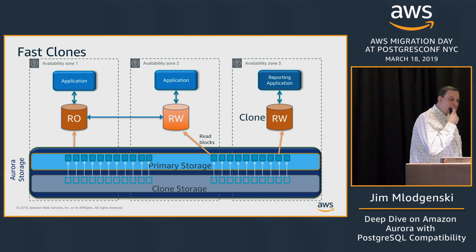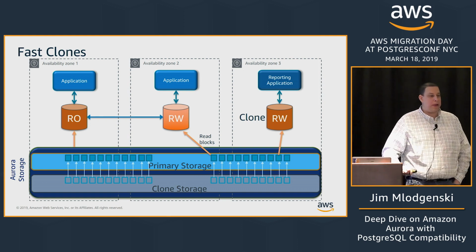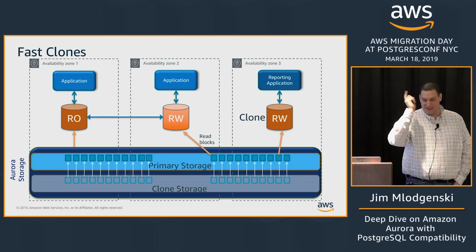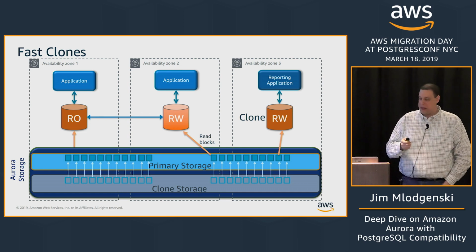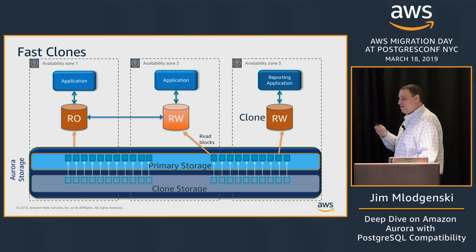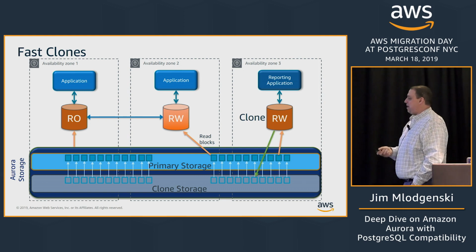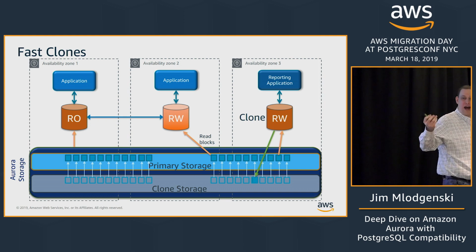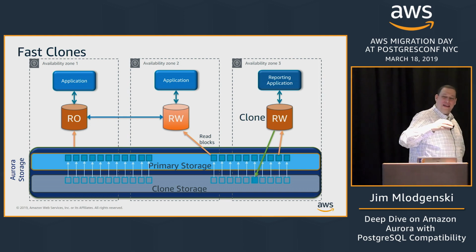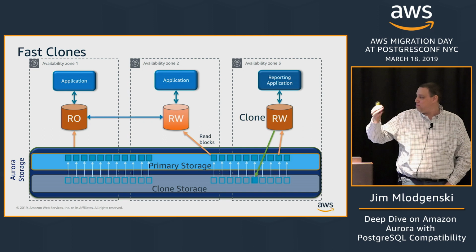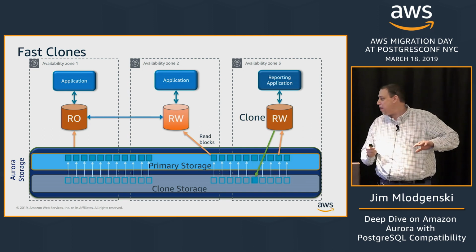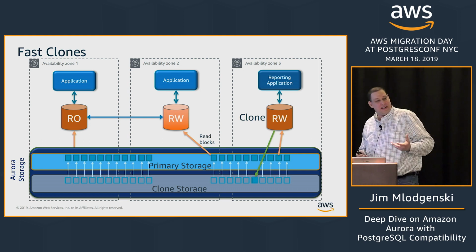Question? What if I make writes or changes to the clone storage? Will that be propagated to the primary storage? No, you'll see that in a second. So the question is, what happens when we make changes? If we go ahead and make that change, what happens is a copy on write. It copies that block from the main storage and brings it down to the clone storage. So you have two distinct copies of it, and it breaks that pointer link.